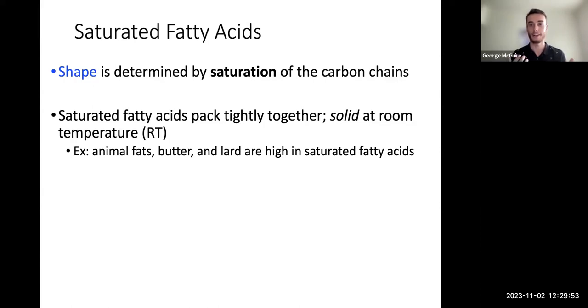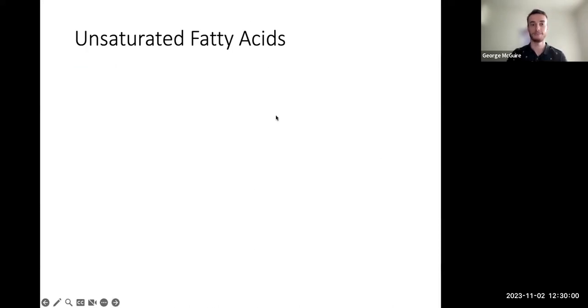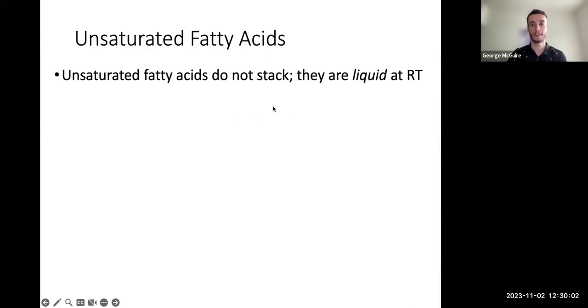So think of all of your dairy products, right? So butter, lard, right? These are saturated fatty acids. Unsaturated fatty acids, because of that double bond, create a kink in that tail, so a slightly different shape in the tail, and thus do not stack. They do not remain in that solid structure. They have some bends and bonds.